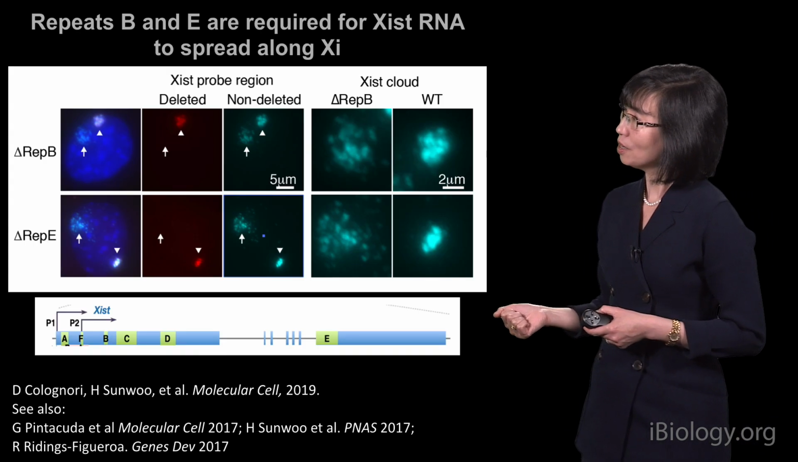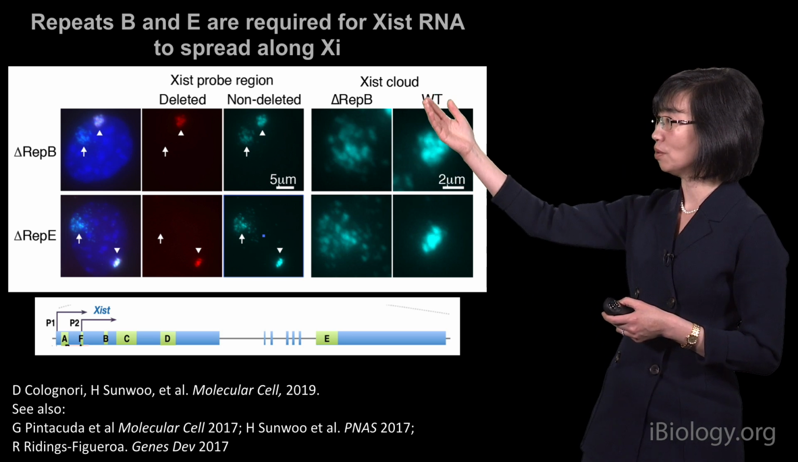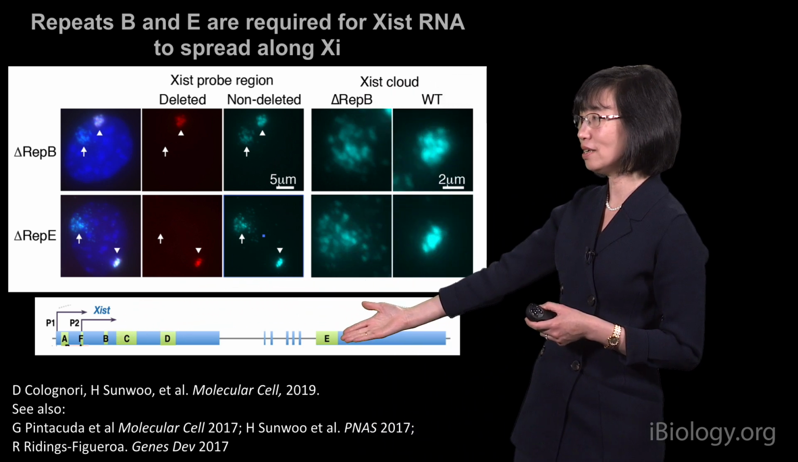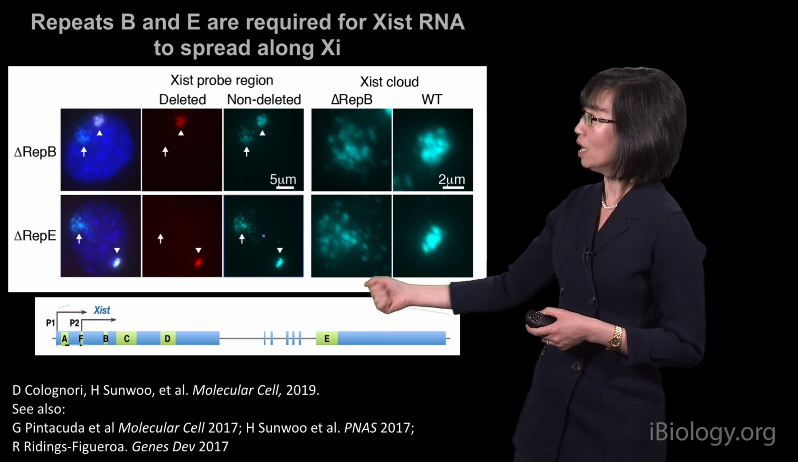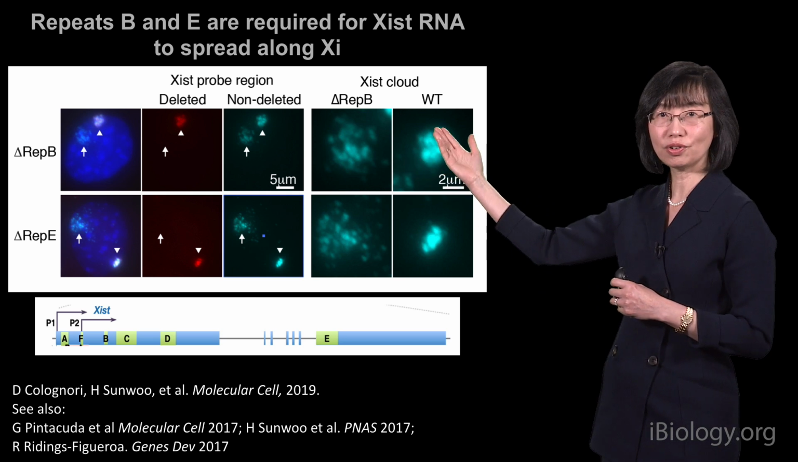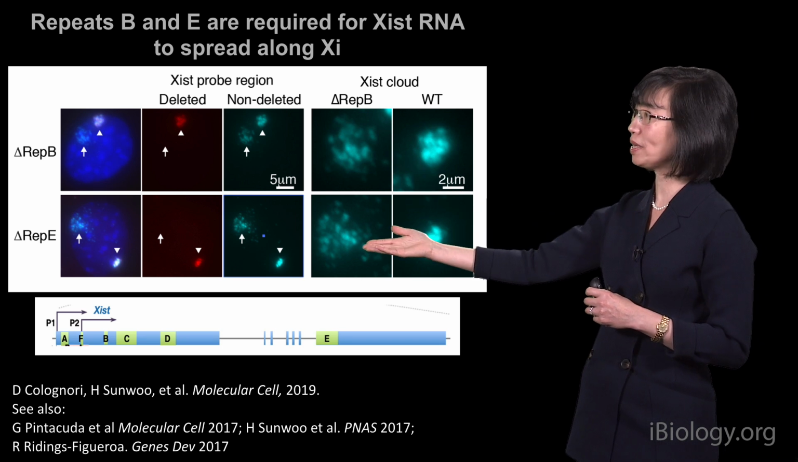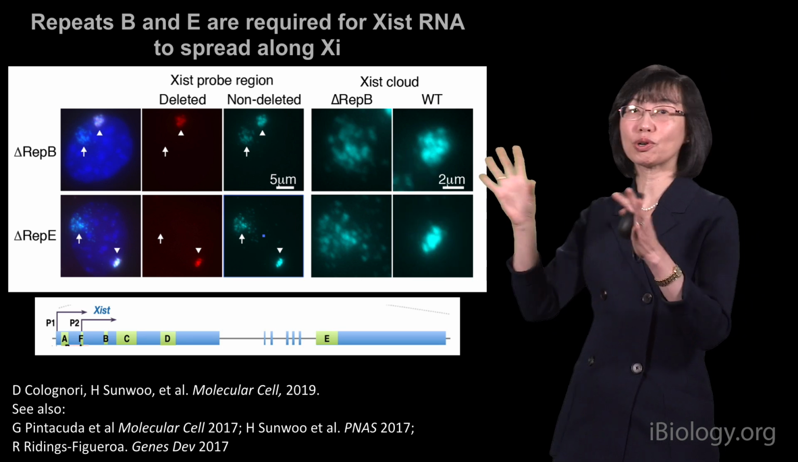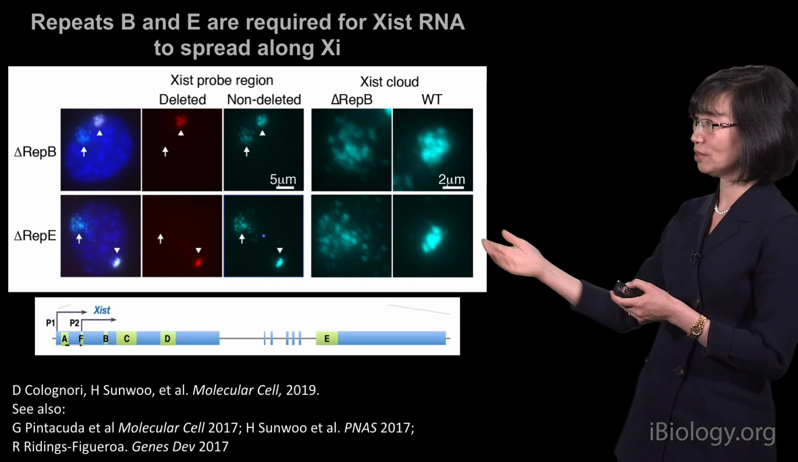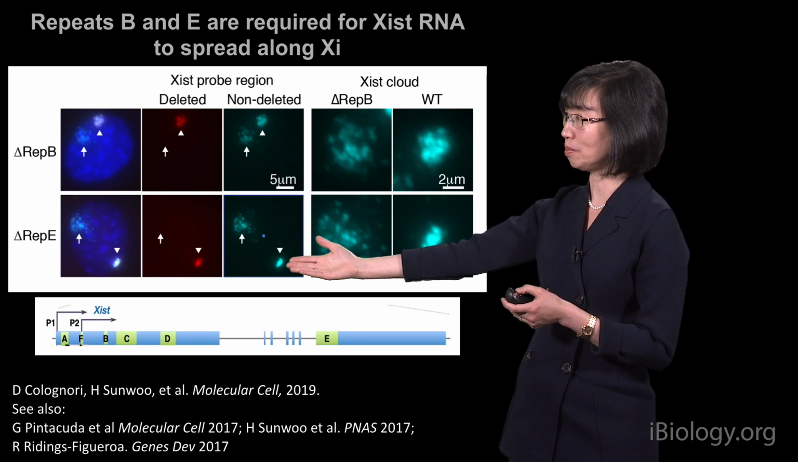And what we found are 2 repeats that are very important to this process of spreading. Okay, so there's repeat B, shown right there, and repeat E, which is in the last exon of Xist. So normally, as you know by now, Xist forms this very tight focus over the inactive X chromosome. But when we deleted either repeat B or repeat E, what you see is a dispersal of the Xist RNA cloud sort of across the nucleus. Okay, so I think that's very nicely illustrated here and here relative to the wild type Xist RNA.